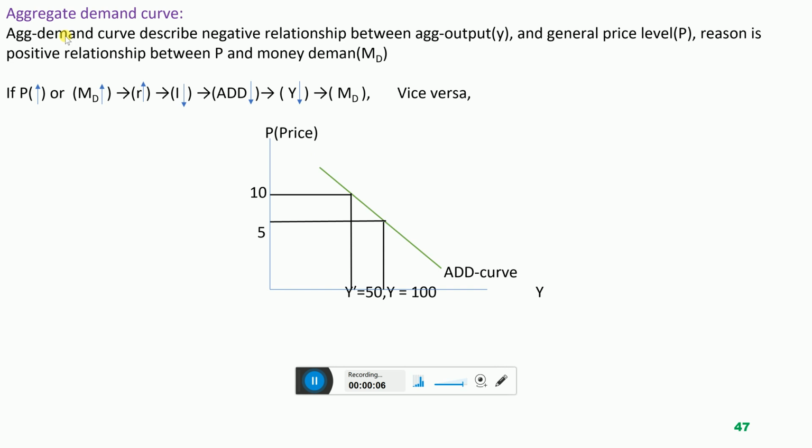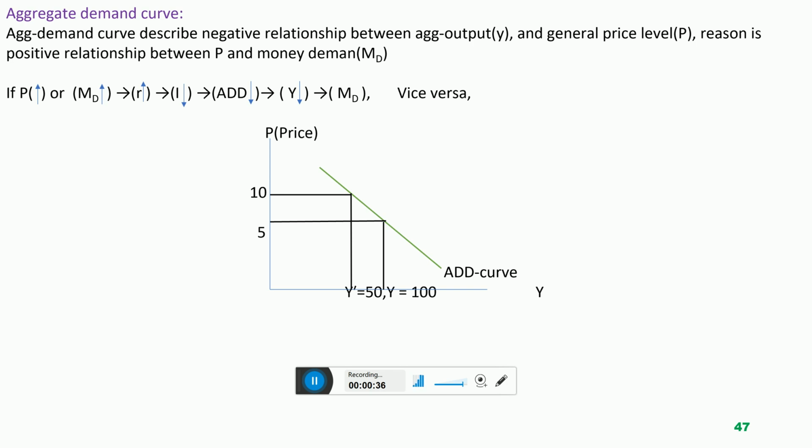Today our topic is the concept of aggregate demand curve. Before this, we discussed in the second semester the course Principles of Microeconomics. We studied there the individual demand curve. The individual demand curve represents a negative relationship between the price of a particular commodity and the quantity demanded for that commodity.